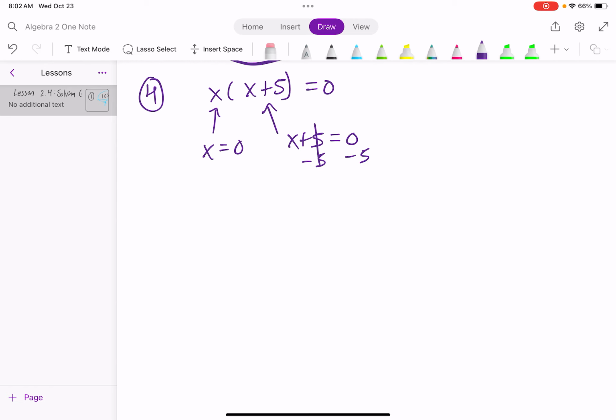Subtracting by 5 will isolate your x, giving you x is negative 5. Plugging negative 5 in as a check gives you negative 5 plus 5 is 0, and 0 times anything is 0. So that also works. They both work.